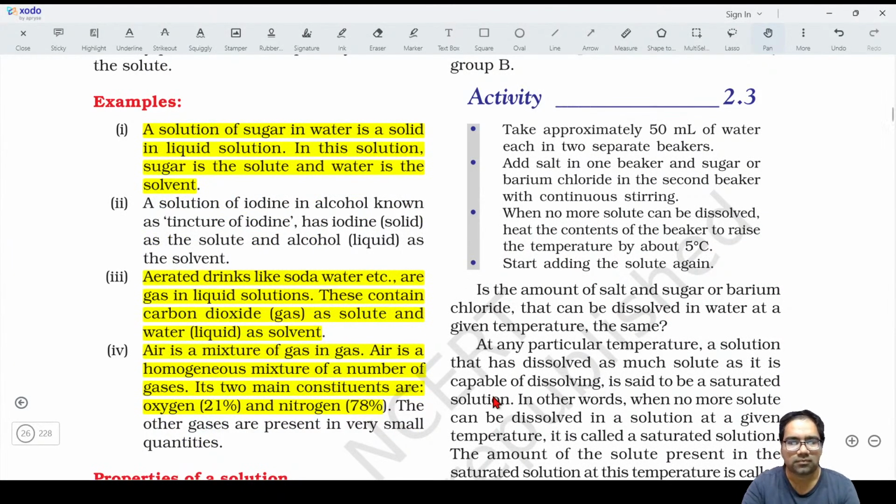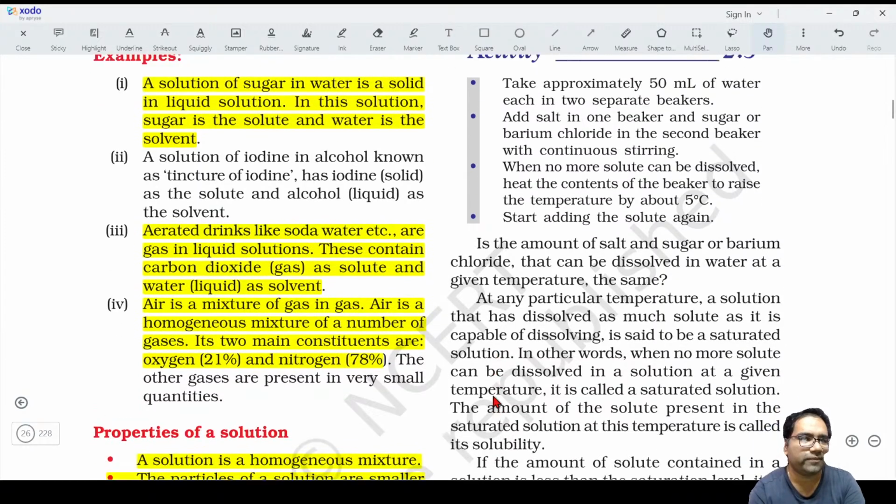Solution is a homogeneous mixture. Very good. Excellent. The particles are very small, of 1 nanometer size, and cannot be seen by naked eyes. Very good. It cannot scatter a beam of light. Very good. Also, cannot be separated by the process of filtration. Very good. Excellent. So these are the properties of solution.